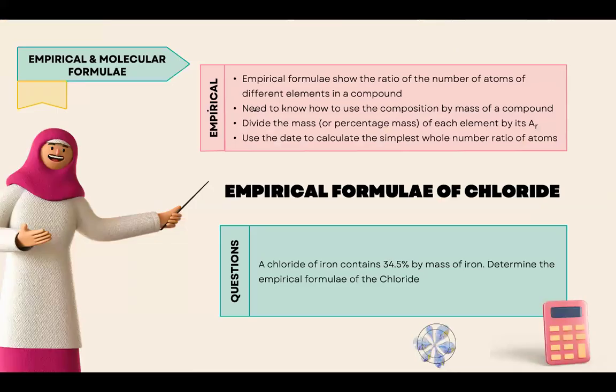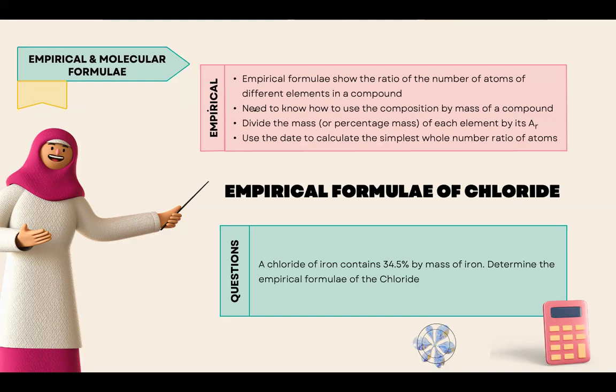Let's look into the empirical and molecular formula. Empirical formula shows the ratio of the number of atoms of different elements in a compound. You need to know how to use the composition by mass of a compound: divide the mass or percentage mass of each element by its Ar, and use the data to calculate the simplest whole number ratio of atoms.